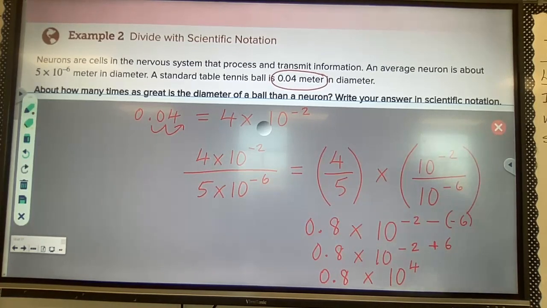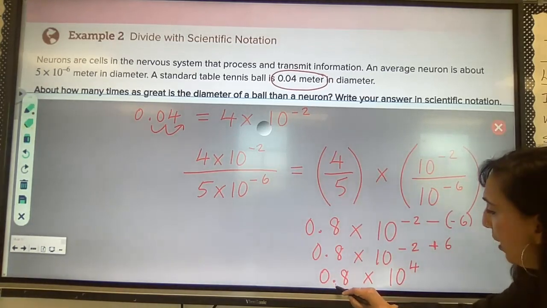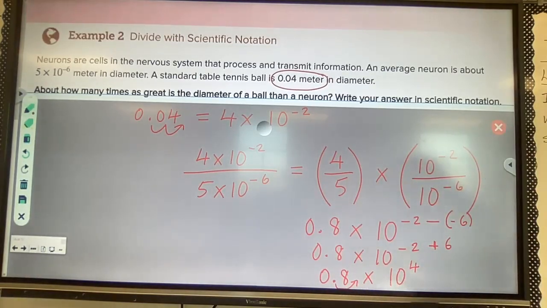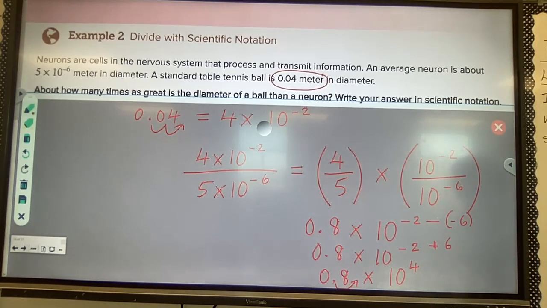Now, here's the thing. Is this in scientific notation? No, it isn't, because we need to see that the decimal needs to move one place to the right for it to be in the scientific notation. So if I am moving one place to the right, you're going to move the decimal place to the right and subtract 1 from the exponent, right? So this becomes 8 times 10 cubed. And this is my answer in scientific notation.